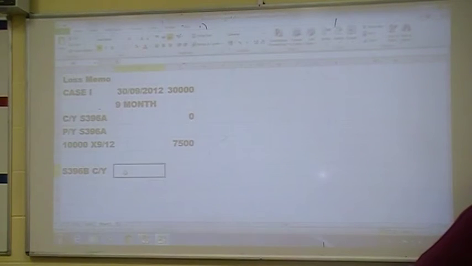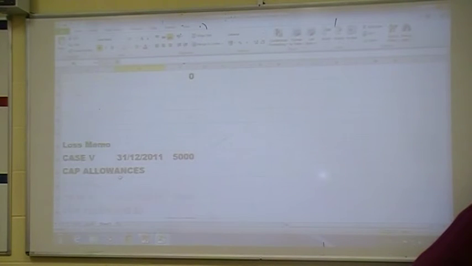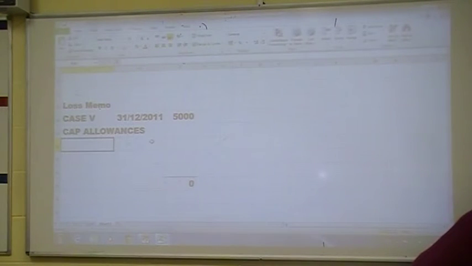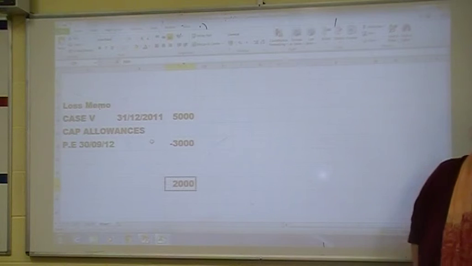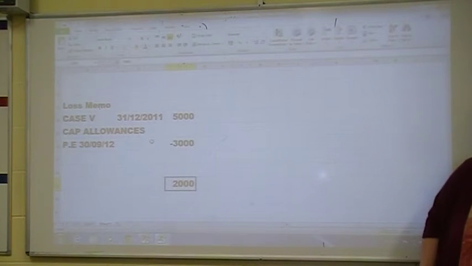So that is our Case 5 capital allowance, last minute memo. So that is going to period end 30th of September 2012, minus 3,000 euro. So I actually have €2,000 left.